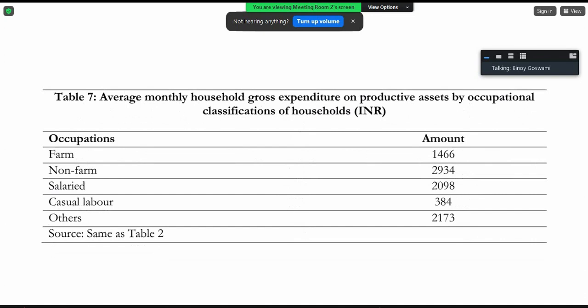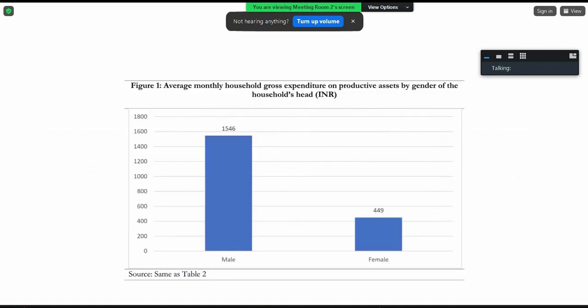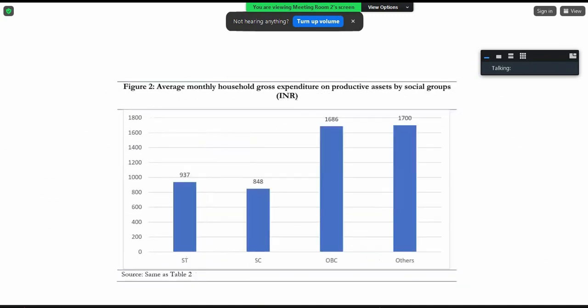In terms of occupational choice, farm households invest less than non-farm and salaried households. Next. Male-headed households invest more compared to female-headed households. Next. And SC/ST households' investment in productive assets is less compared to OBC and other households, the general category households.